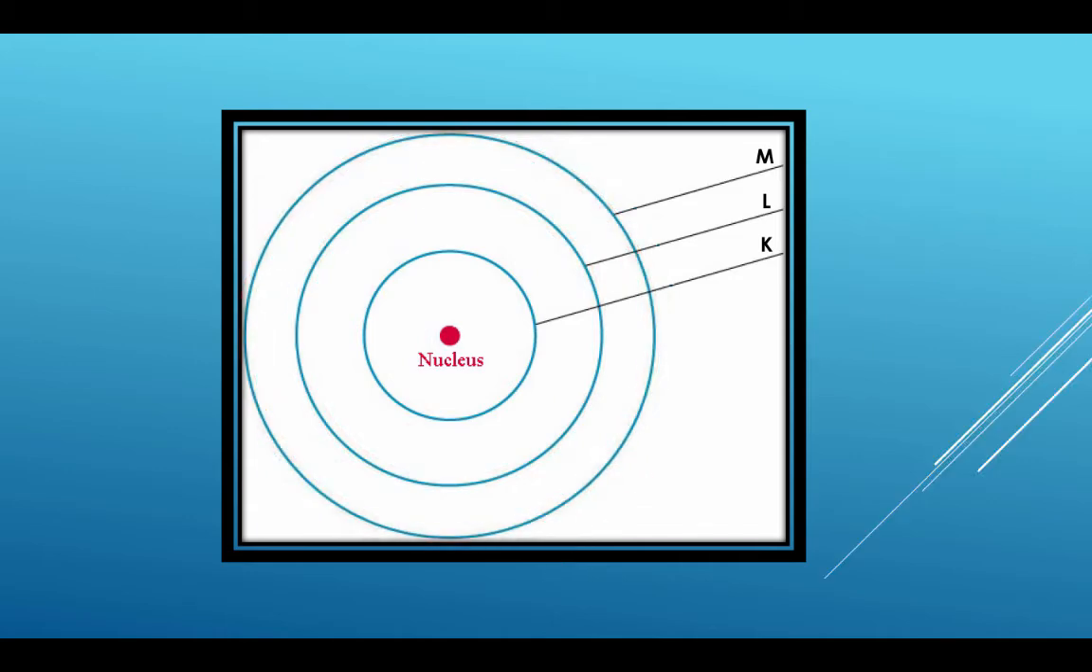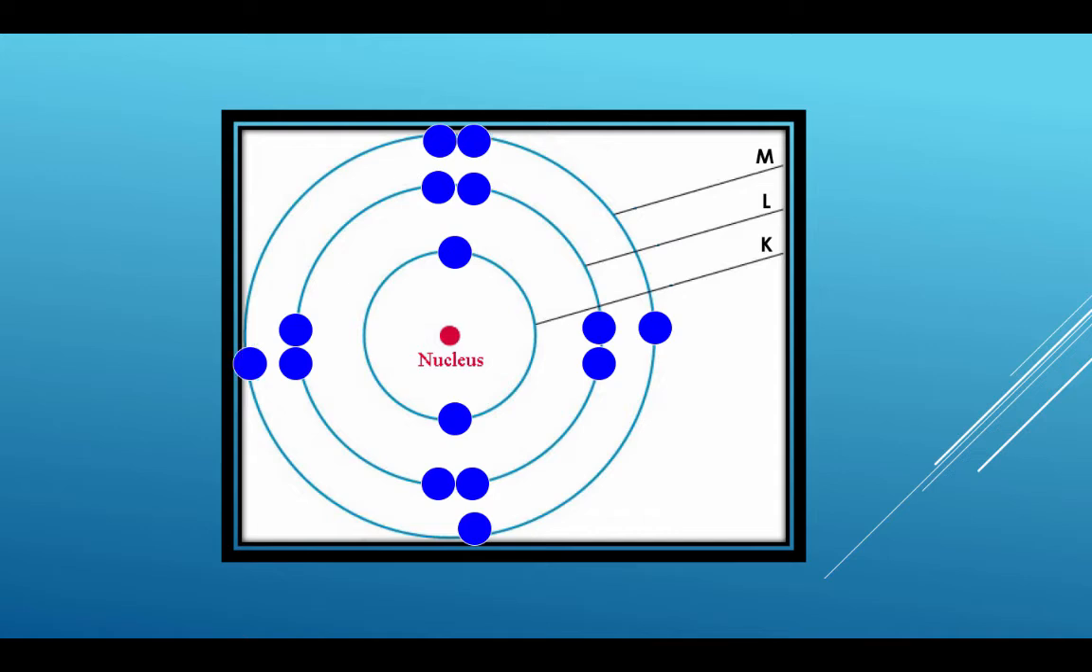The K shell can hold 1, 2 electrons, while the L shell can hold 1, 2, 3, 4, 5, 6, 7, 8 electrons. The M shell can hold a maximum of 8 electrons as well. 1, 2, 3, 4, 5, 6, 7, 8.